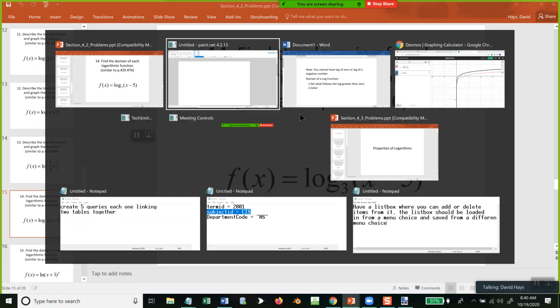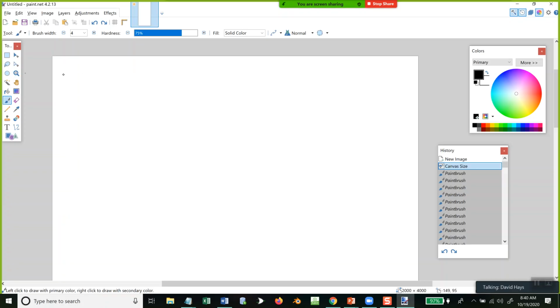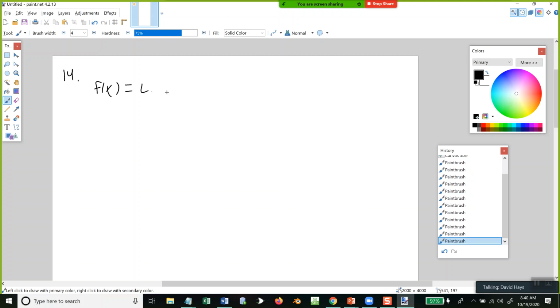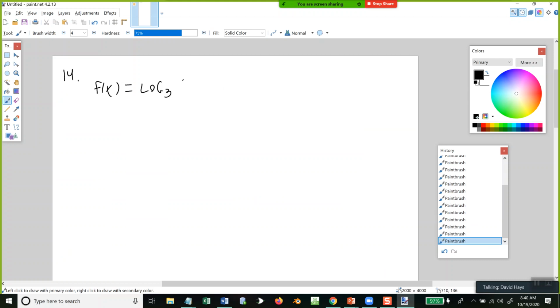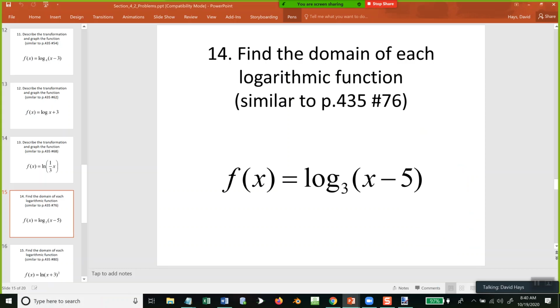So in this problem, we have f of x is equal to log base 3 of x minus 5. The instructions are to find the domain.